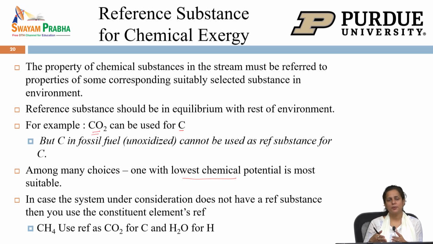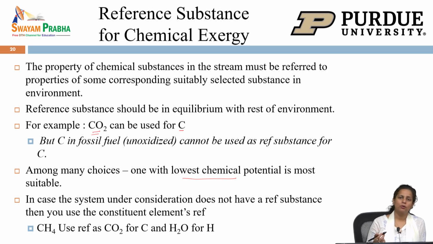So if you have something which has an even lower chemical potential, then your substance will further undergo some transition to get to the chemical potential equilibrium. So you do not actually achieve complete thermal and chemical equilibrium if you do not pick the reference substance that has the lowest chemical potential.